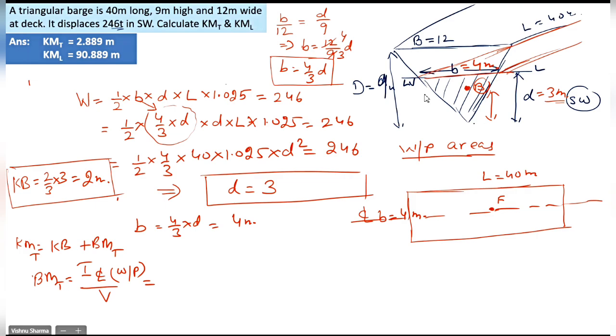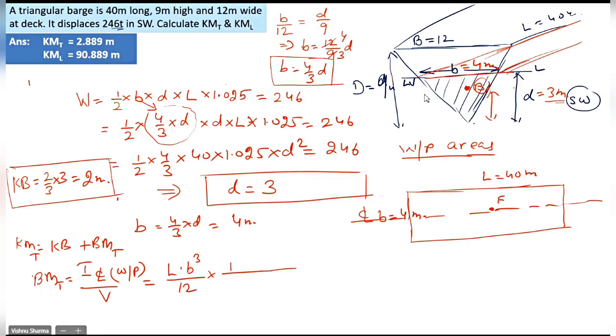Now, what is this coming as? ICL will be equal to, I'm sure you'll agree with me, L into B cube upon 12. Correct, beta? Is ICL of the water plane, yes sir? Volume of displacement, yes sir? Now, if somebody says I'll get it by 246 by 1.025, you can do that way, no issues.